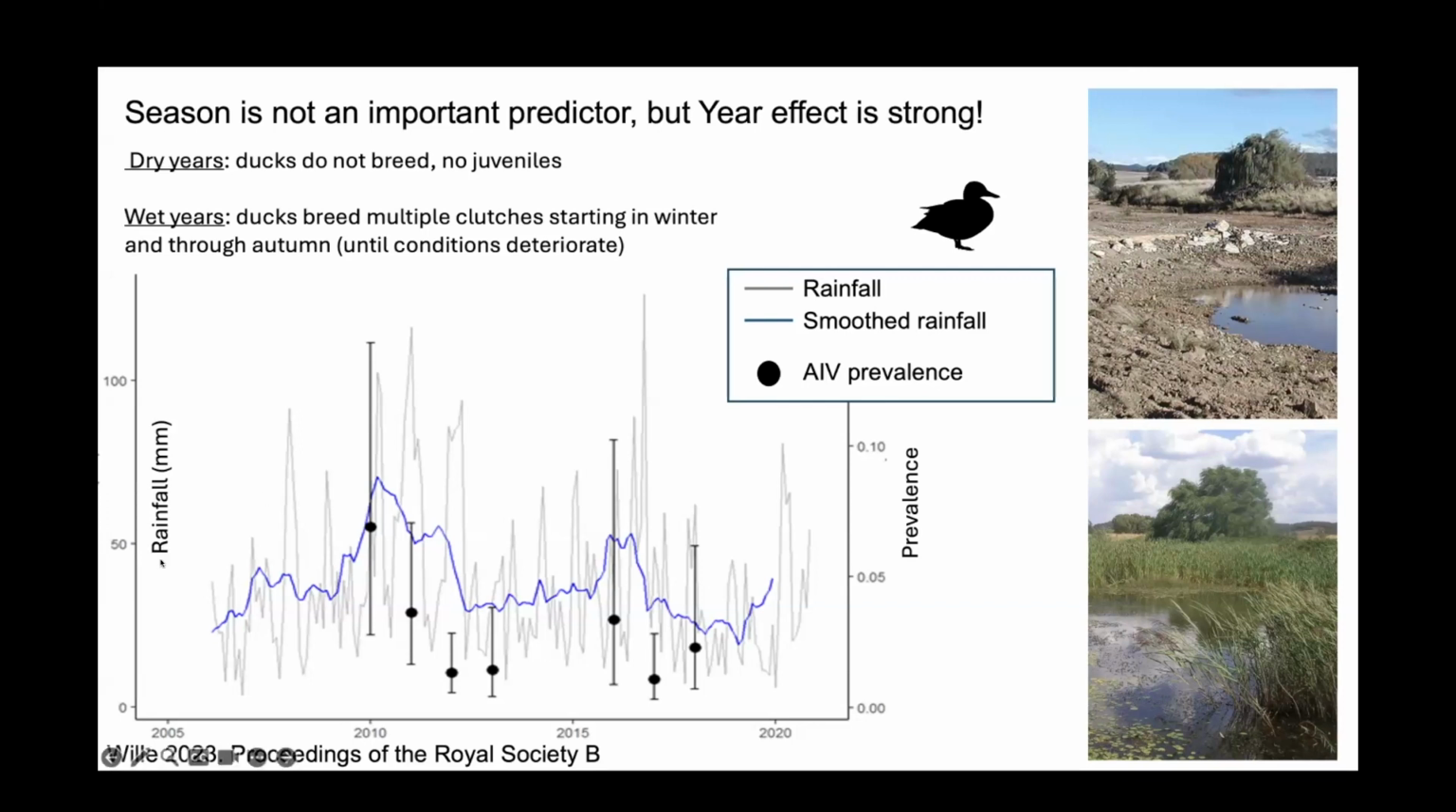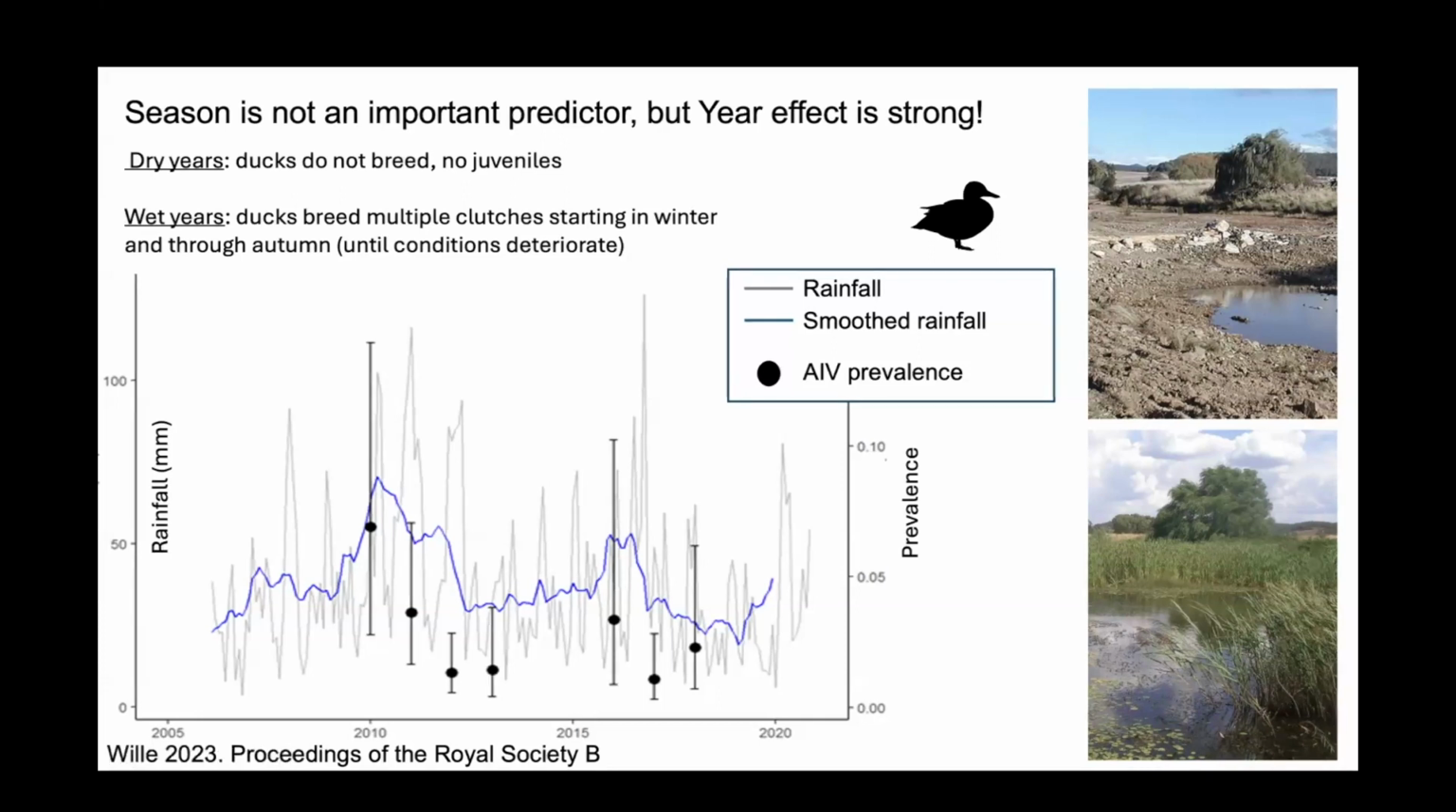And so just to show you that in a different way, this is a plot of rainfall here in the southeast part of Australia. The blue line there is the smoothed rainfall. And we've plotted yearly avian influenza prevalence here. I think this is from ducks. And we see the little dots are much higher in the years where the blue lines are higher, and the dots are much lower in the years when the blue lines are lower.